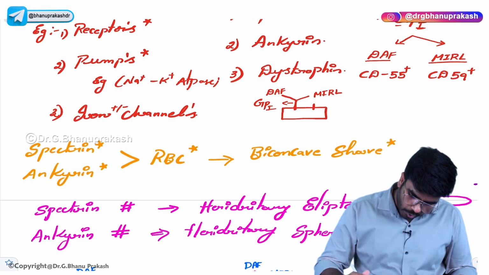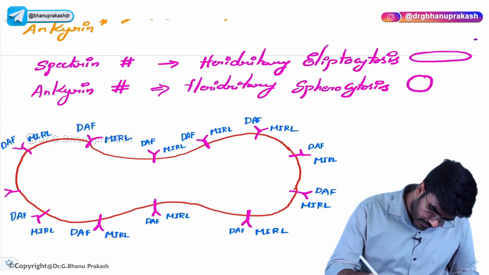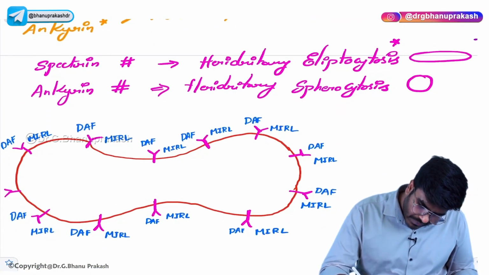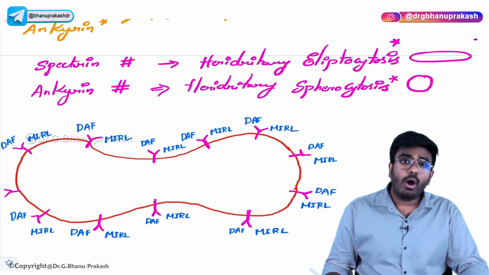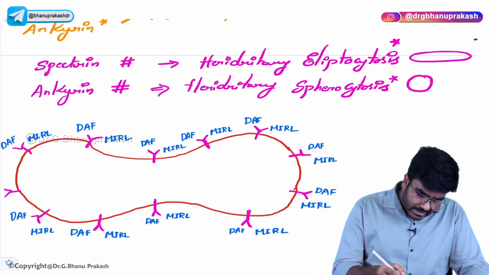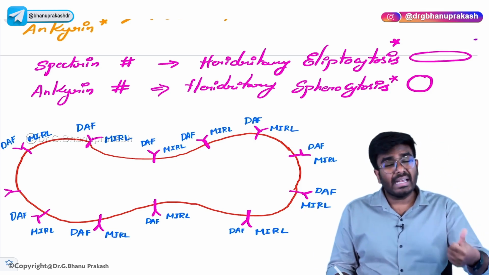So these are some important MCQs which you need to know. Spectrin defect will cause hereditary elliptocytosis. Ankyrin mutations will cause hereditary spherocytosis. Now after this, we have discussed spectrin, ankyrin.